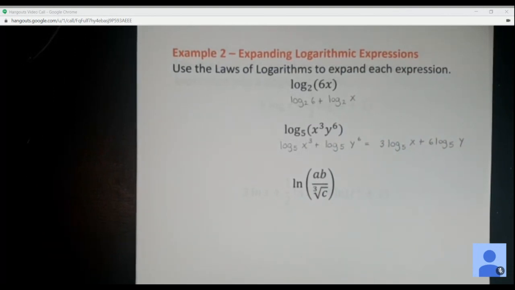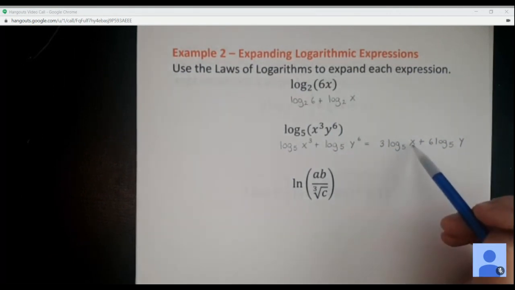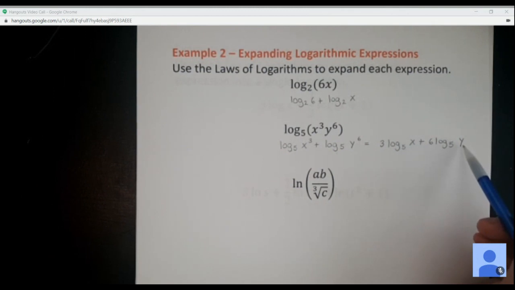And then again, you would always look, do you have any other multiplication, any division, or any exponents inside of your log? And as long as you don't, then we know we've expanded it completely, right? So here we just have x inside that log, no multiplication, division, or exponents. Here we just have the y, no multiplication, division, or exponents. We know that's fully expanded now. Any questions on that one?